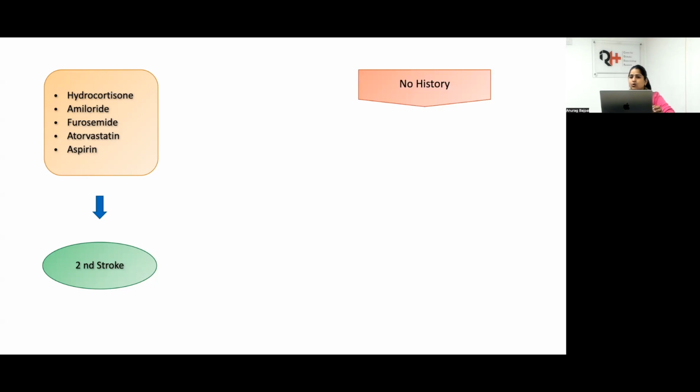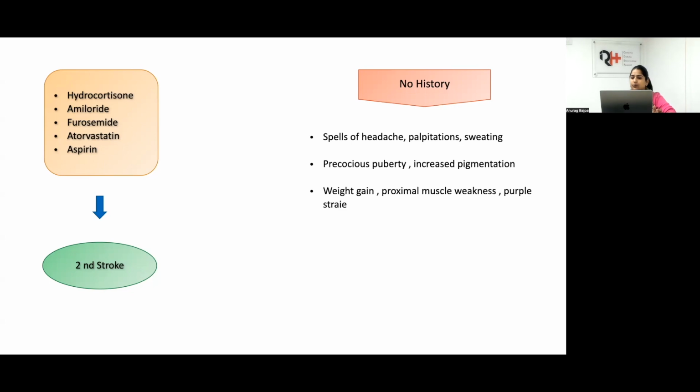Then we inquired of the family and got some more information. The family said that he had no history of spells of headache, palpitations or sweating, no history of precocious puberty, increased pigmentation, any weight gain, proximal muscle weakness or purple striae, any history of Ayurveda medication or licorice intake, that is the mulethi, and any history of weight loss, heat intolerance, goiter, abdominal pain and recurrent renal stones.